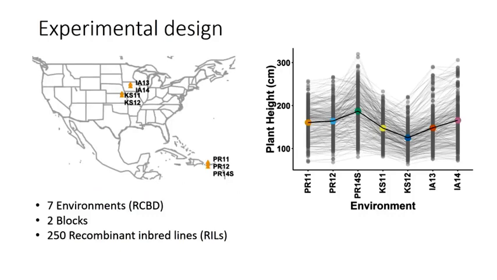For my experimental design, I have 7 environments, including 2 years in Iowa, 2 years in Kansas, and 3 years in Puerto Rico. In each environment, I have 2 blocks, and in each block, I have 250 recombinant inbred lines. As we can see in the left figure, the population of plant height is shown in each column for these 7 environments. They change dynamically across environments, with quite a big variation.